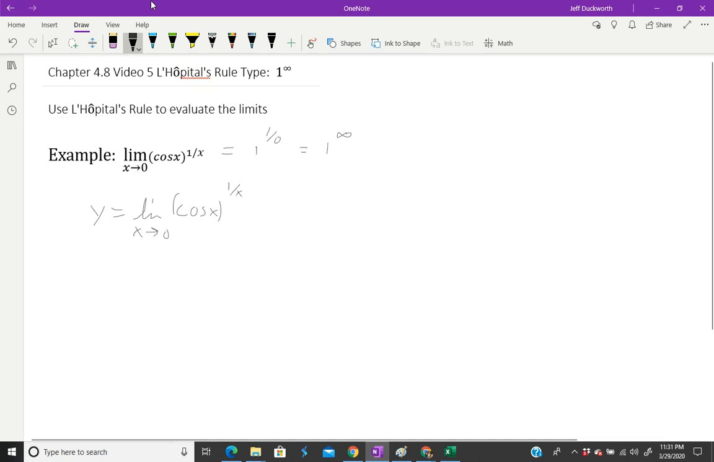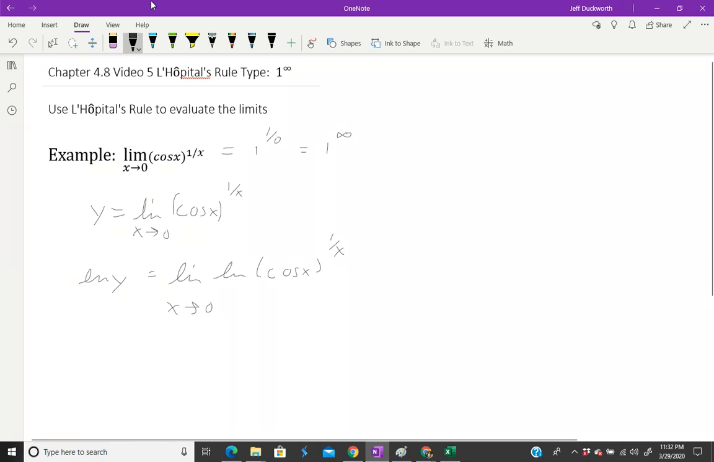I'm going to rewrite this as y equals the limit of the cosine of x to the 1 over x, and I have to do this because I'm going to take the natural log of each side. How we typically get exponents out is we use the logarithm rules, which allows us to move the exponent in front of the log. So let's do that. So I have to take the natural log of each side. Can't just do it on one side. So the natural log of cosine of x to the 1 over x power.